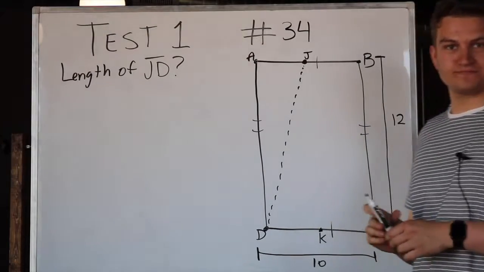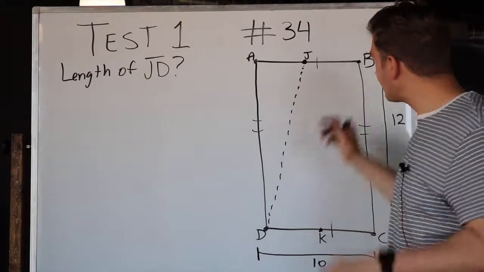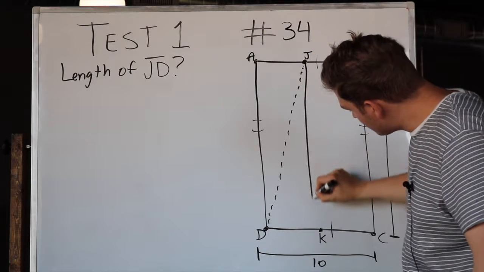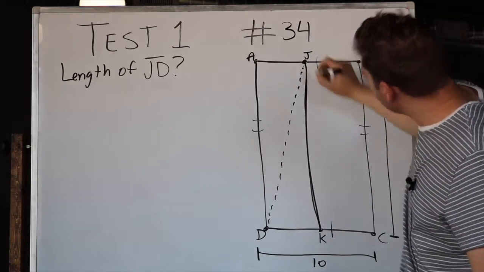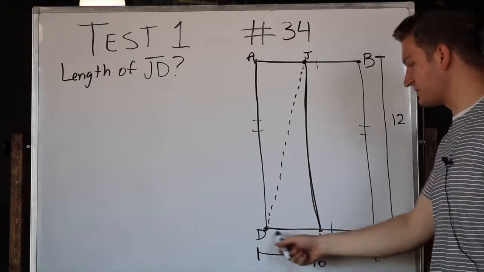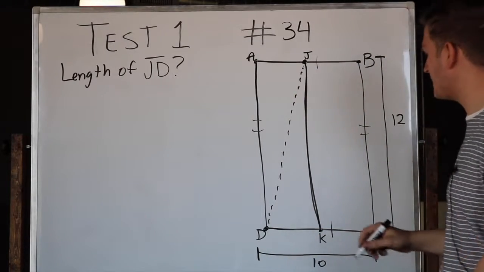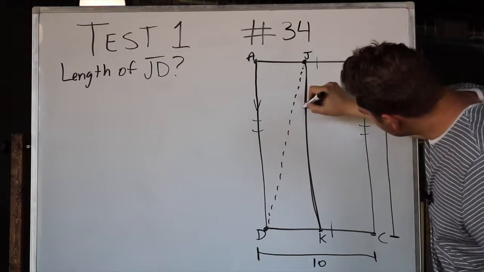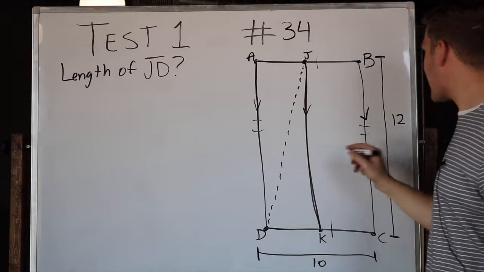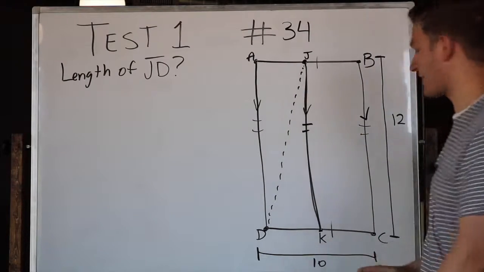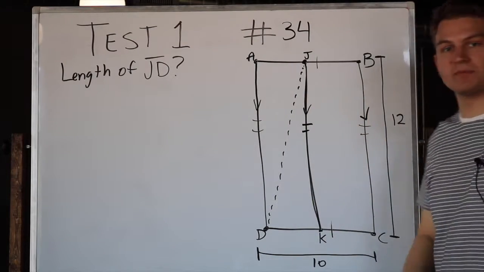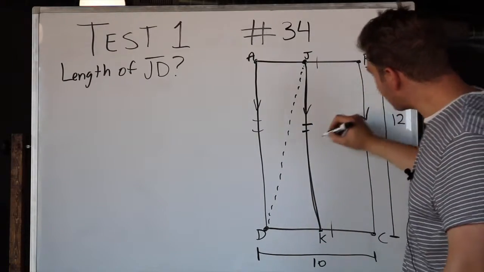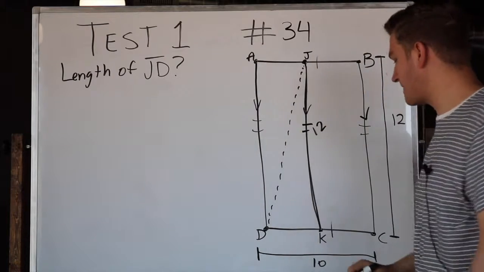And here's what I mean. You can see pretty clearly that if I draw a line from J to K, since K is the midpoint of DC and J is the midpoint of AB, this is going to be a straight line parallel to these sides of the rectangle, and it's going to have the same length since this is a straight line from top to bottom. So that means this line that I just drew has length 12.